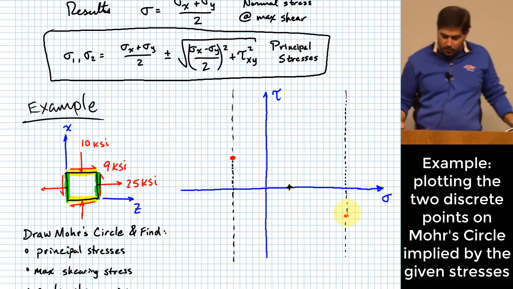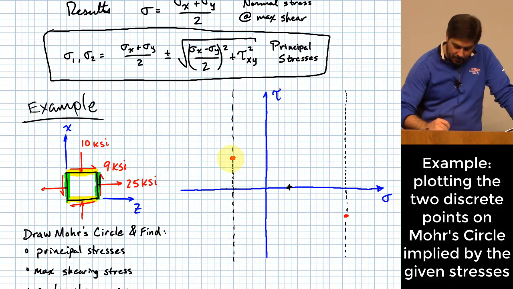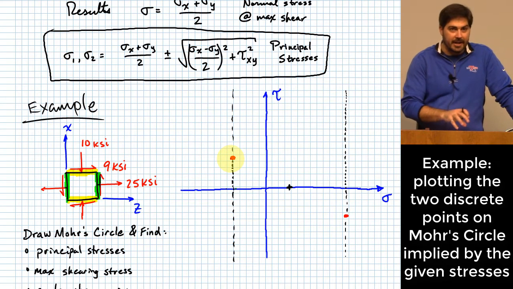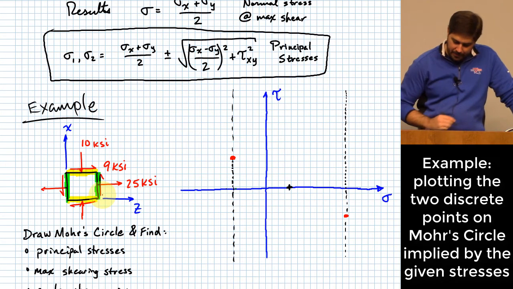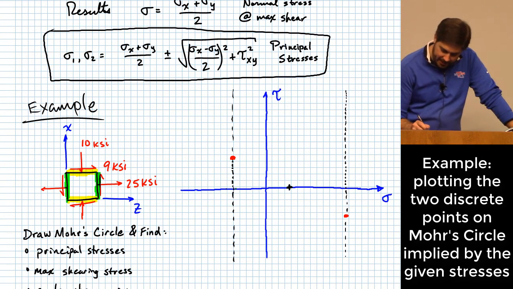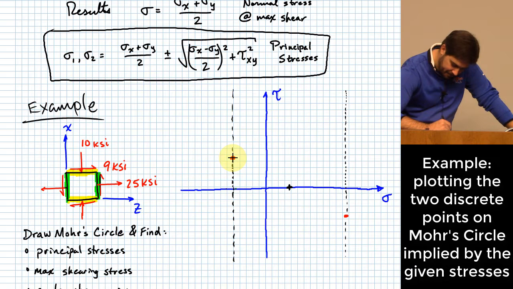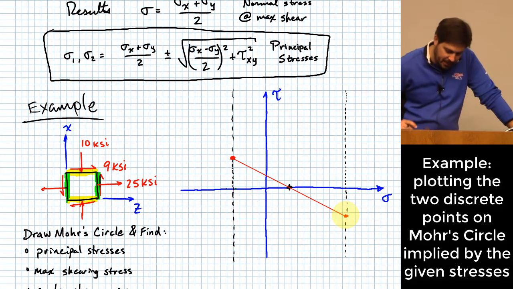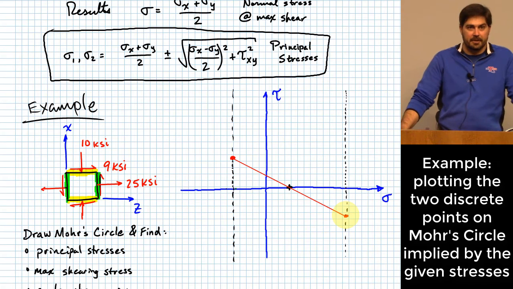Okay, so a lot of times once you establish the state of stress that you are actually looking at, in the orientation that you are given, you establish that as being sort of this line. And you'll notice here that that line is going to pass directly through the center that we established by looking at the equation just a second ago.